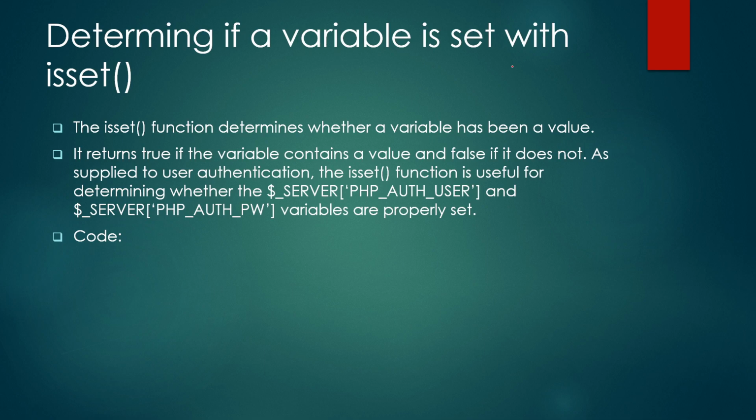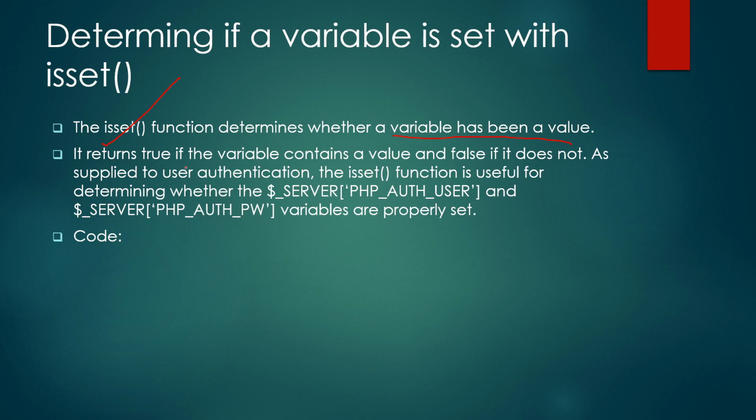Determining if a variable is set with isset. The isset function determines whether the variable has a value or not. If a variable is holding any value, and here it is very important to note, any value, either right or wrong, it doesn't matter, this function will return true. And if it is not holding any value, it will return false. So this is an inbuilt function in PHP called isset. It returns true if the variable contains a value and false if it does not.